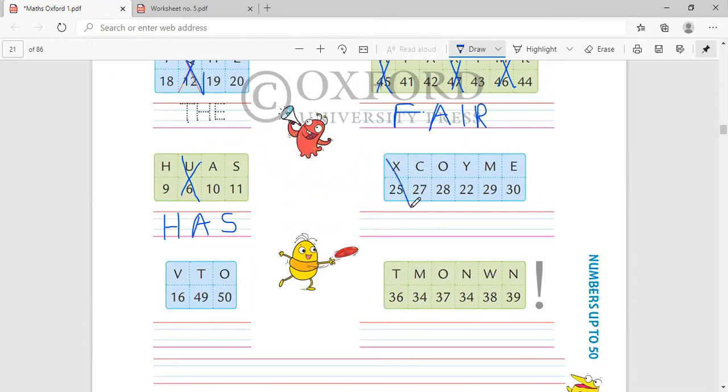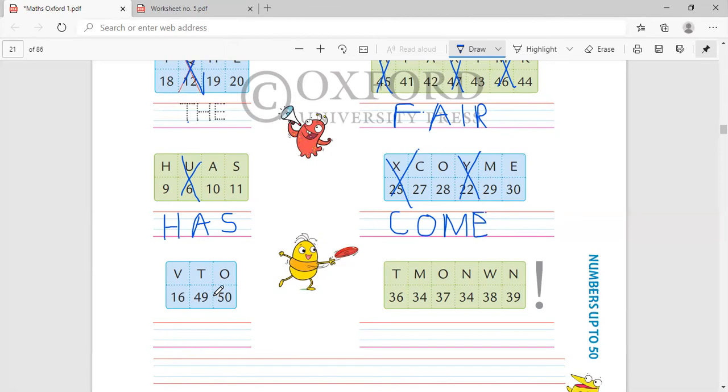H-A-S. Has. 25, 27, 28. So 25 doesn't come before 27. 27, 28, 22 doesn't come after 28. I have cut this. 29, 30. What is the word? C. The word above the number, which is going in order. 27, 28, 29, 30. C-O-M-E. Right?